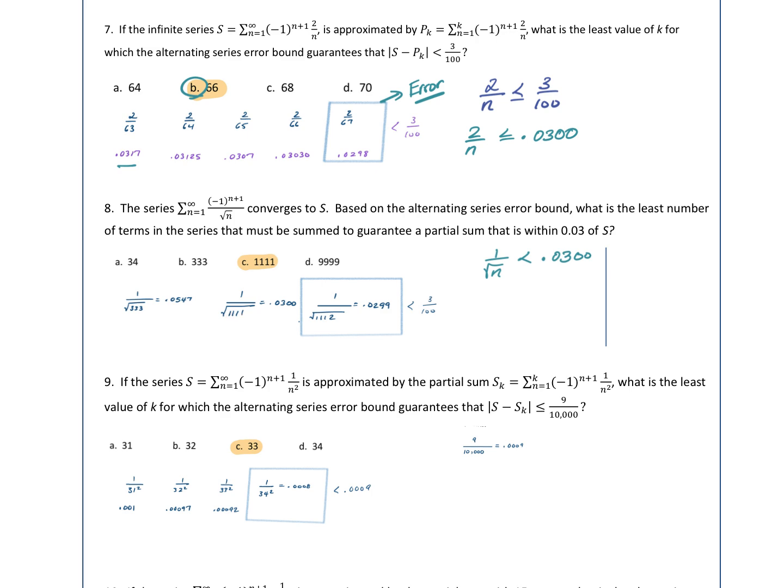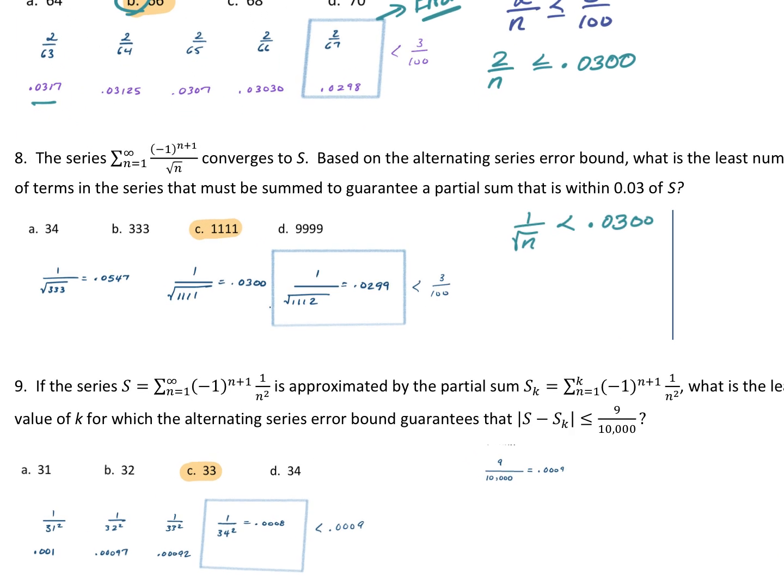I don't have my calculator, but it was 0.0300, and it did have a number here, so that still didn't work. I had to go to the next term so that it was smaller. So this is the first time it's smaller. So again, this is my error term. So that was 1,112, which means I need 1,111.